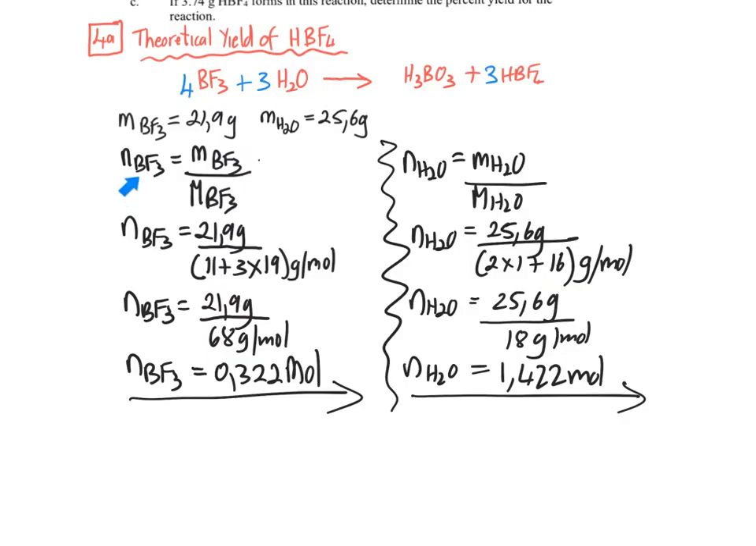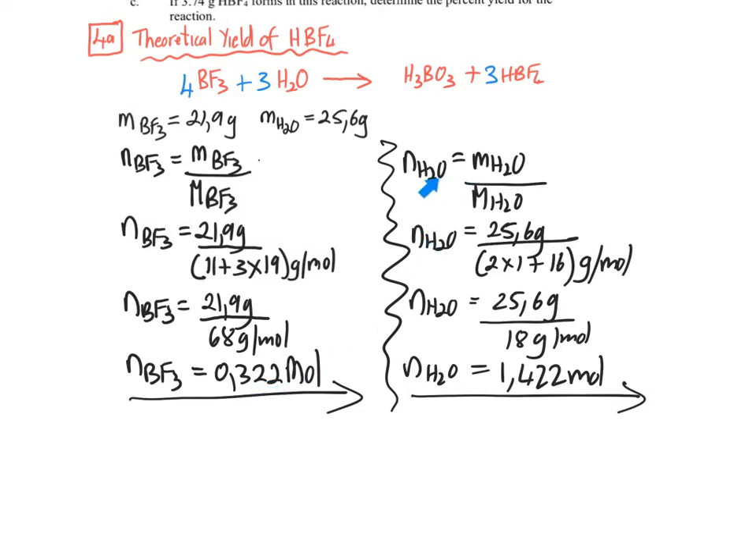So to convert the mass of boron fluoride to the number of moles of boron fluoride, we use the formula little n equals little m over big M. Number of moles is mass of sample over the molar mass of the substance. 21,9 grams of boron fluoride divided by the molar mass, 11 for boron and for fluorine 19 times 3, because it's F3, gives us a molar mass for BF3 of 68 grams per mole. 21,9 grams divided by 68 grams per mole gives us 0.322 moles. Note that I've kept the third decimal place because eventually we're going to round off to the second decimal place.